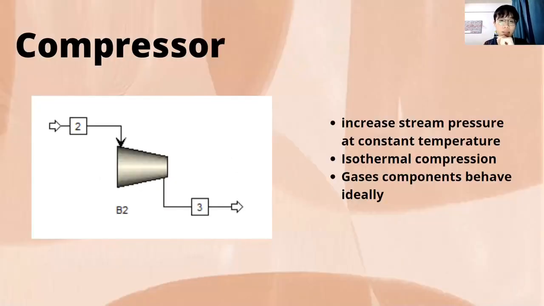Next, the compressor. Generally, compressors are used to increase the pressure of an incoming stream at the corresponding temperature. In our design, isothermal compression is used. In order to simplify the calculation, we assume all the gaseous components behave as ideal gas.